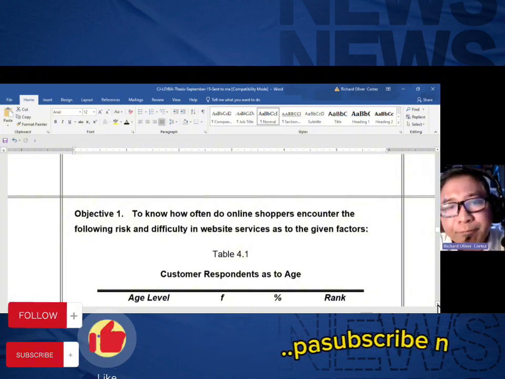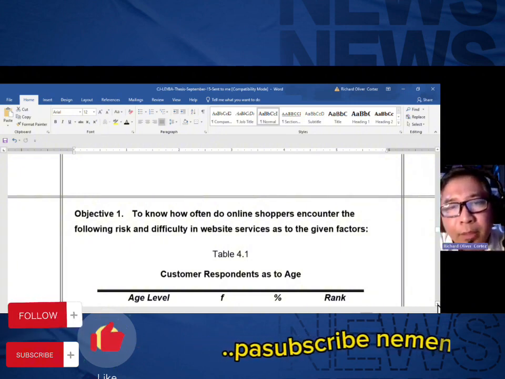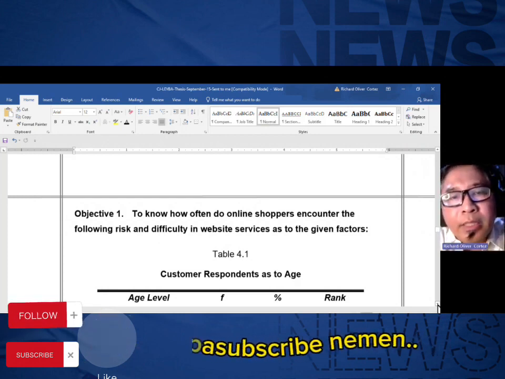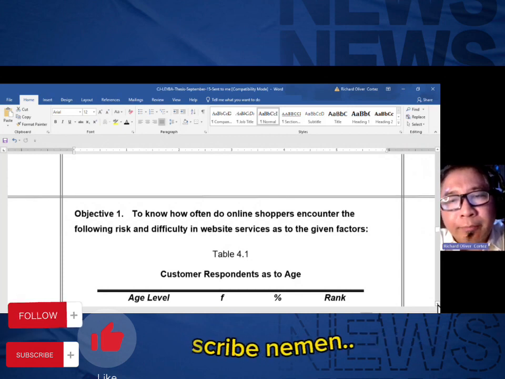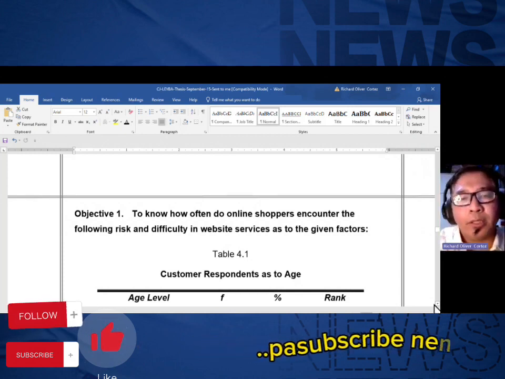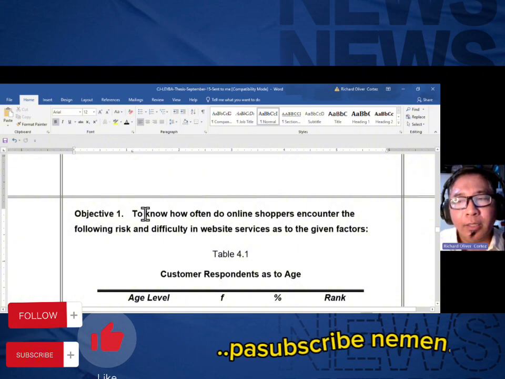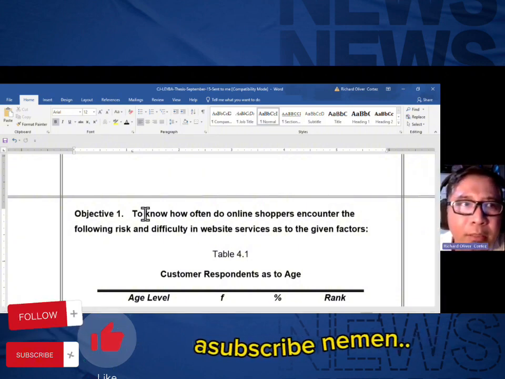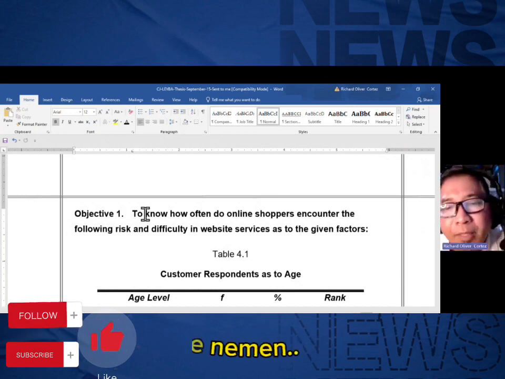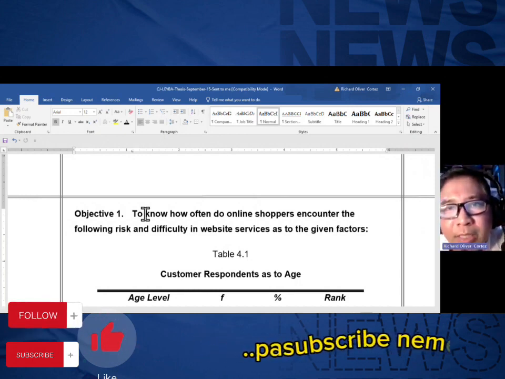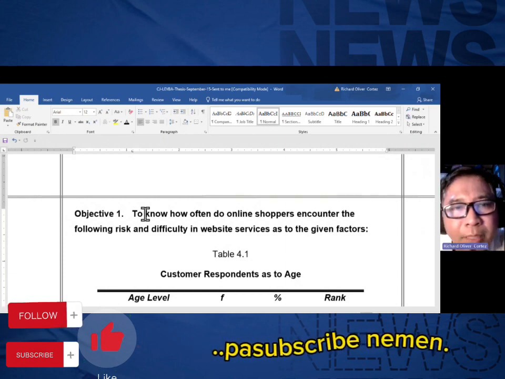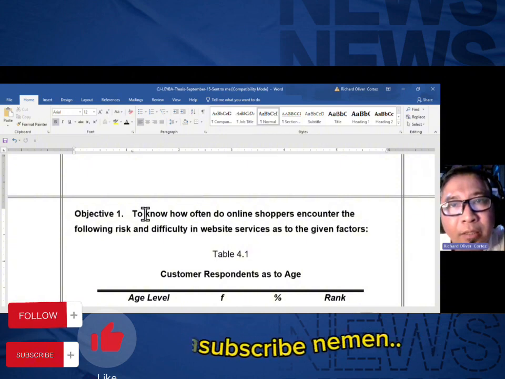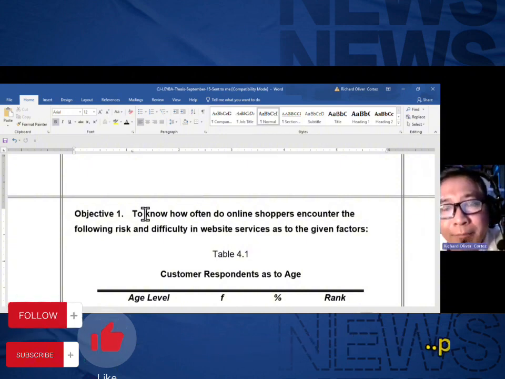So objective 1, you write here on top in bold to distinguish. You can write here in bold letters, to know how often the online shoppers, no? Or depending on the, we call this the importance of the demographic profile. If the demographic profile is not that important, you can present the demographic profile in chapter 3 of your paper.